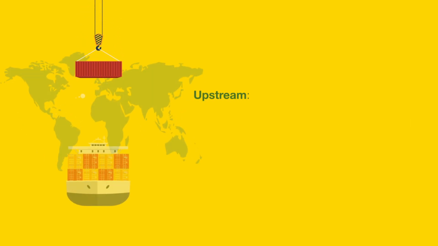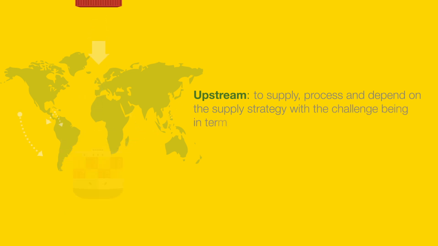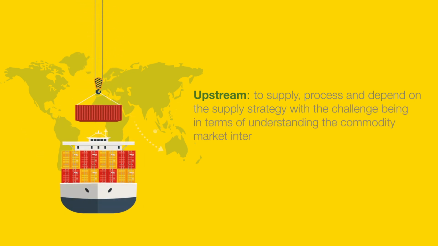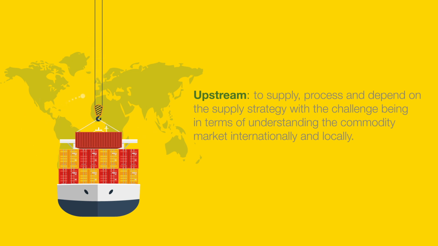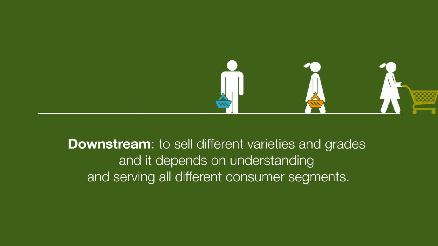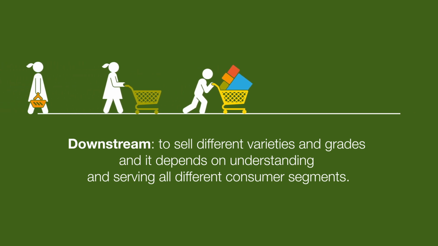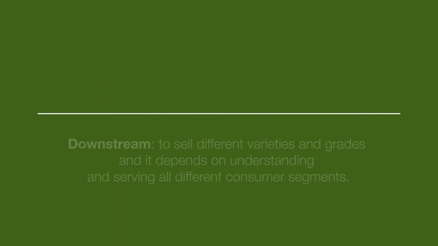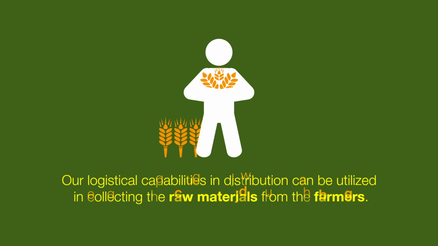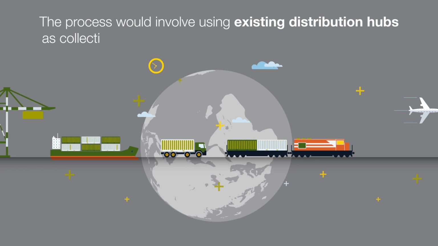1. Upstream, to supply, process and depend on the supply strategy, with the challenge being in terms of understanding the commodity market internationally and locally. 2. Downstream, to sell different varieties and grades, and it depends on understanding and serving all different consumer segments. Our logistical capabilities in distribution can be utilized in collecting the raw materials from the farmers. The process will involve using existing distribution hubs as collection points.